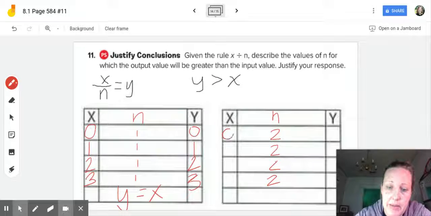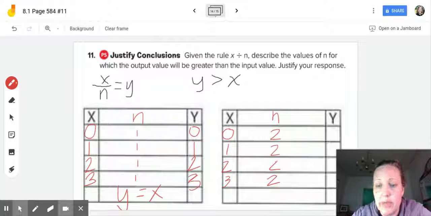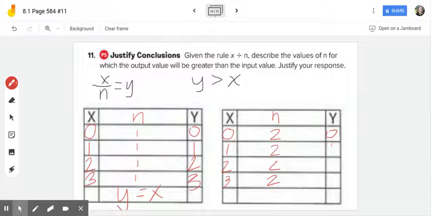Let's use the same inputs to keep everything the same. 0 divided by 2 is still 0. And then 1 divided by 2, that's a half. 2 divided by 2 is 1. 3 divided by 2, what's that? 3 halves, that's 1.5, right? So in this instance, y is less than x. So we are going in the wrong direction. So our n needs to be what? Do you see it? It needs to be less than 1.